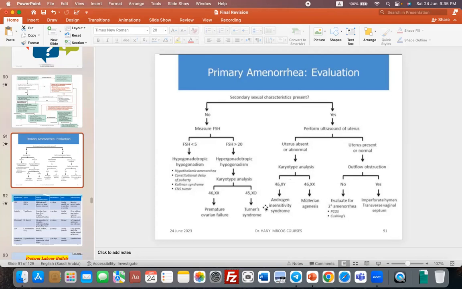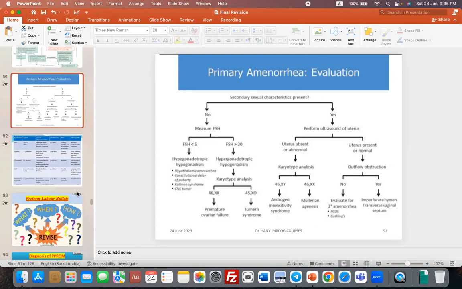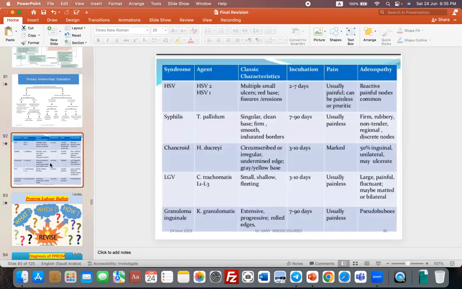And here we did another chart, which is the reduced secondary sexual character or normal secondary sexual character, and androgen insensitivity. The ulcers, I will post this in the group. Already we spoke about it.